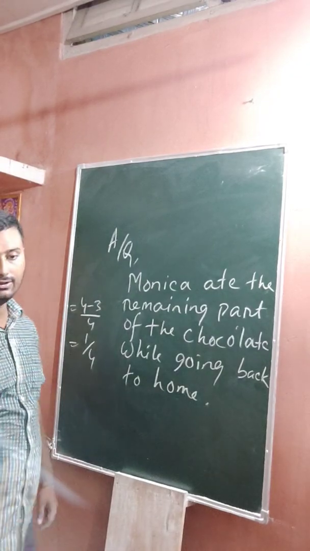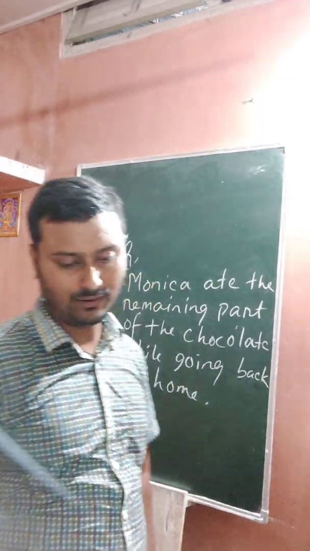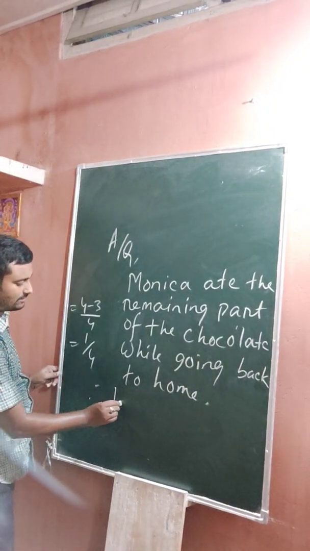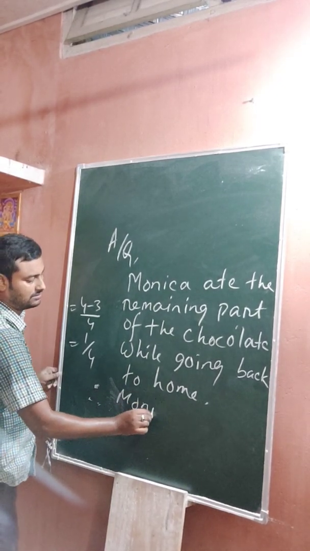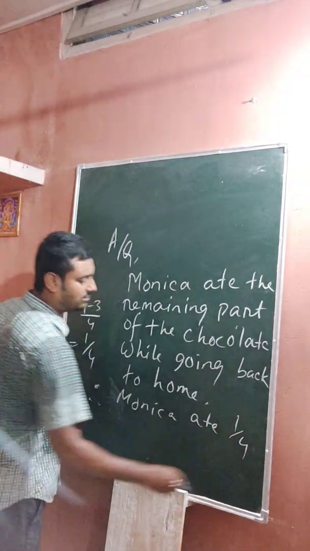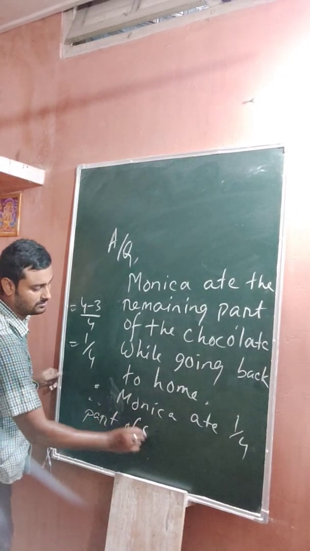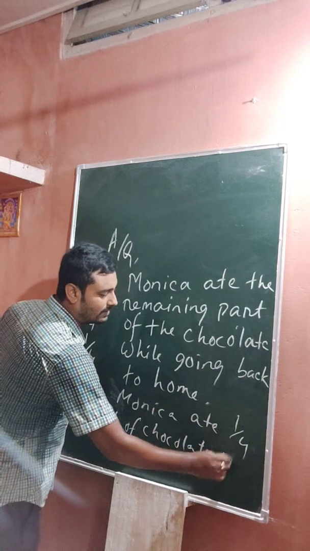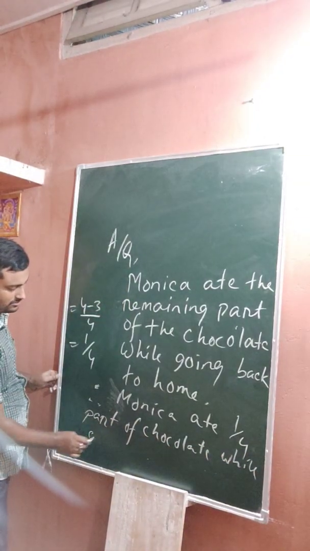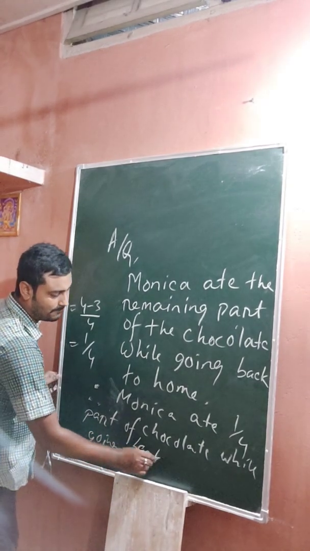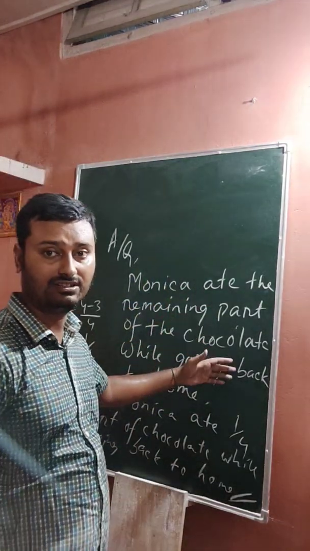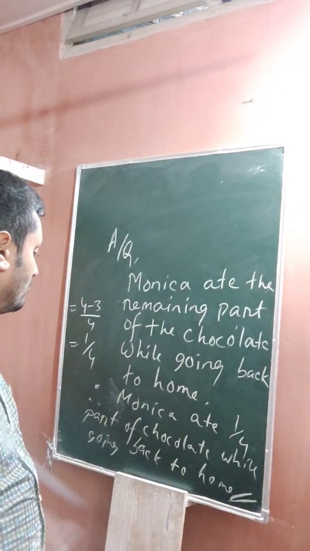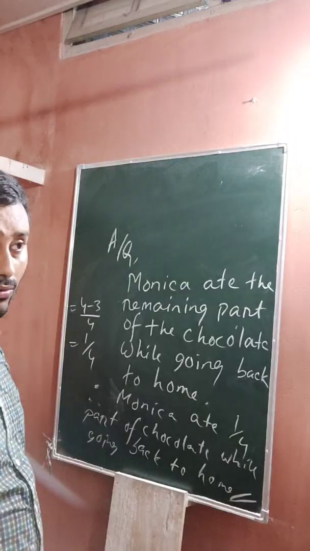Okay, it is given. So therefore the last question is, what fraction of chocolate did she have while going back to home? So therefore 1 by 4. Therefore Monica ate 1 by 4 part of the chocolate while going back to home. Okay, at last you write this, because you should tell the answer according to the language of the question. So the question is what fraction of chocolate, what part of chocolate, Monica ate while going back to her home.